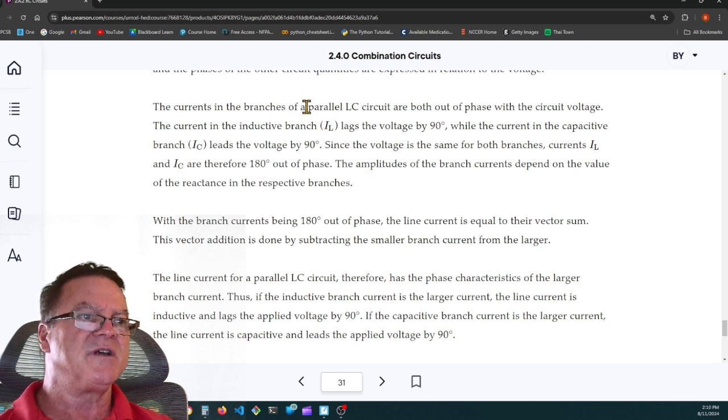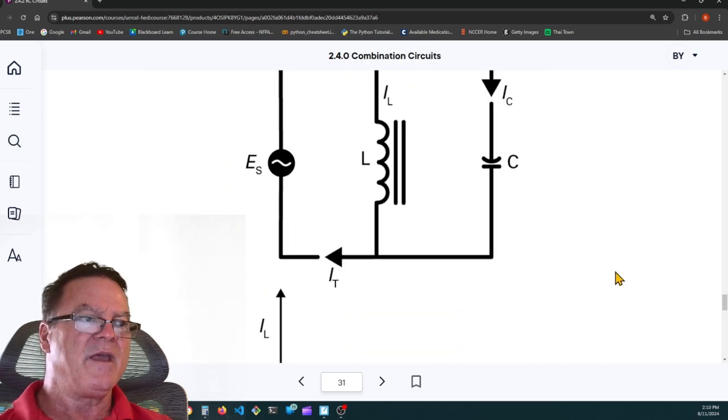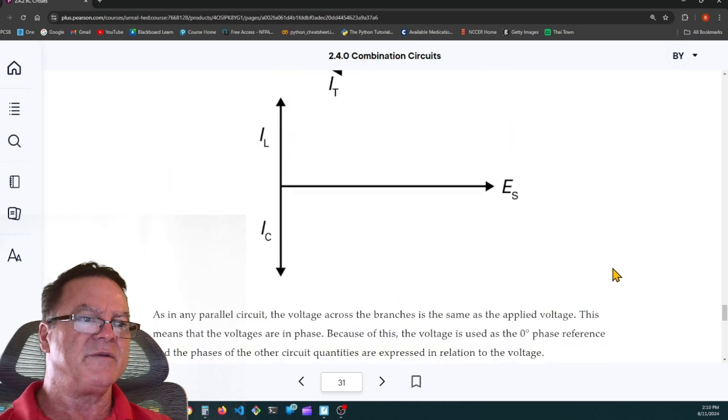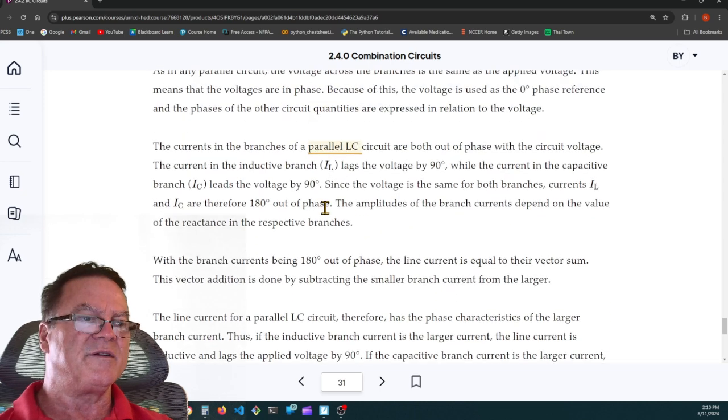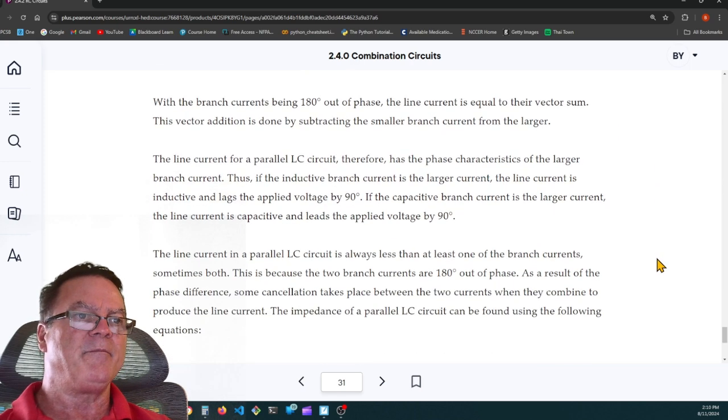I apologize. We have switched over to a parallel LC circuit. I didn't even realize it. I was just reading and reading. But anyway, that's why they're saying that the currents are out of phase, because it's a parallel circuit. The voltage drops are the same.